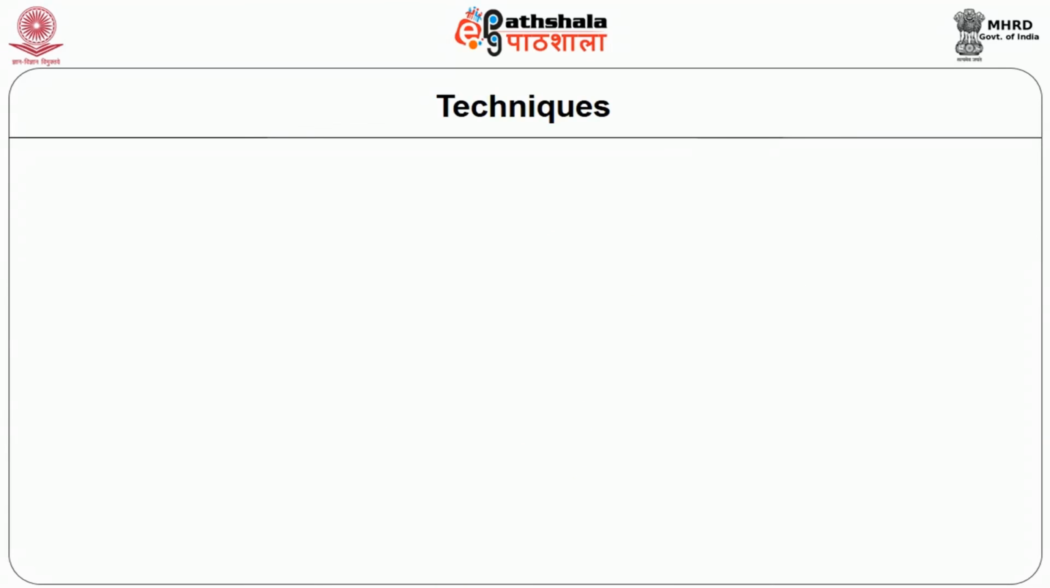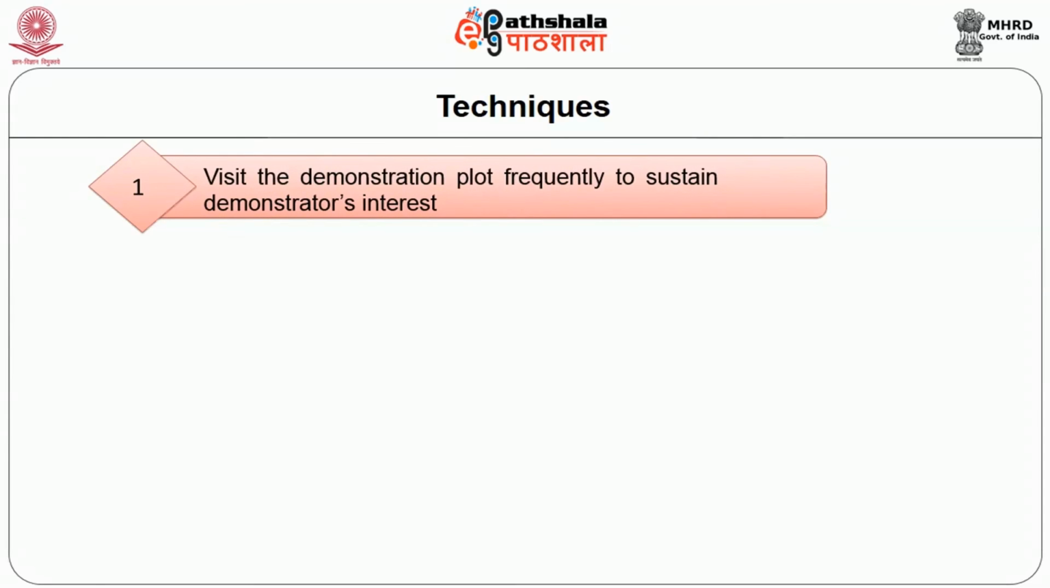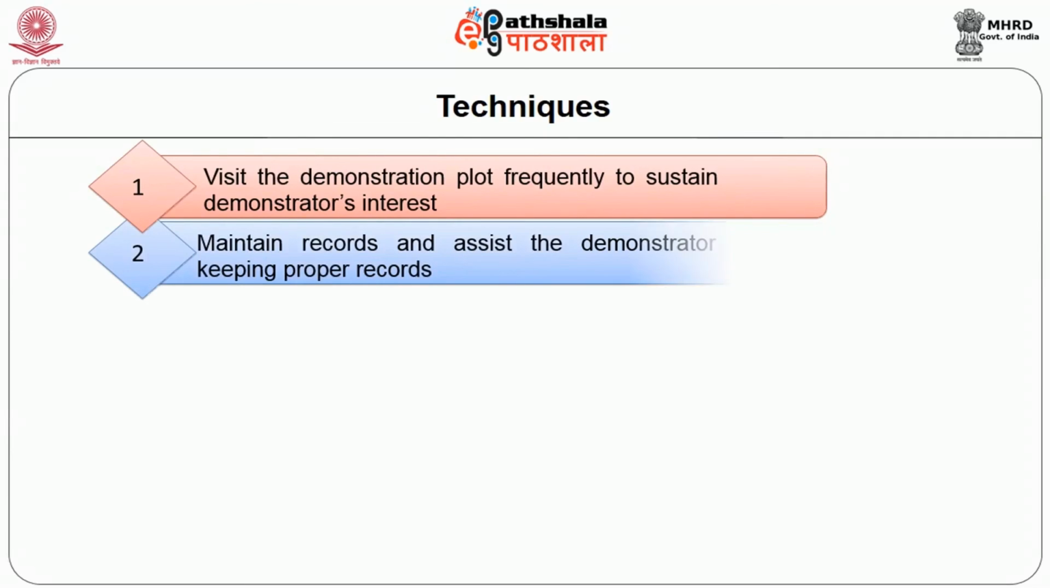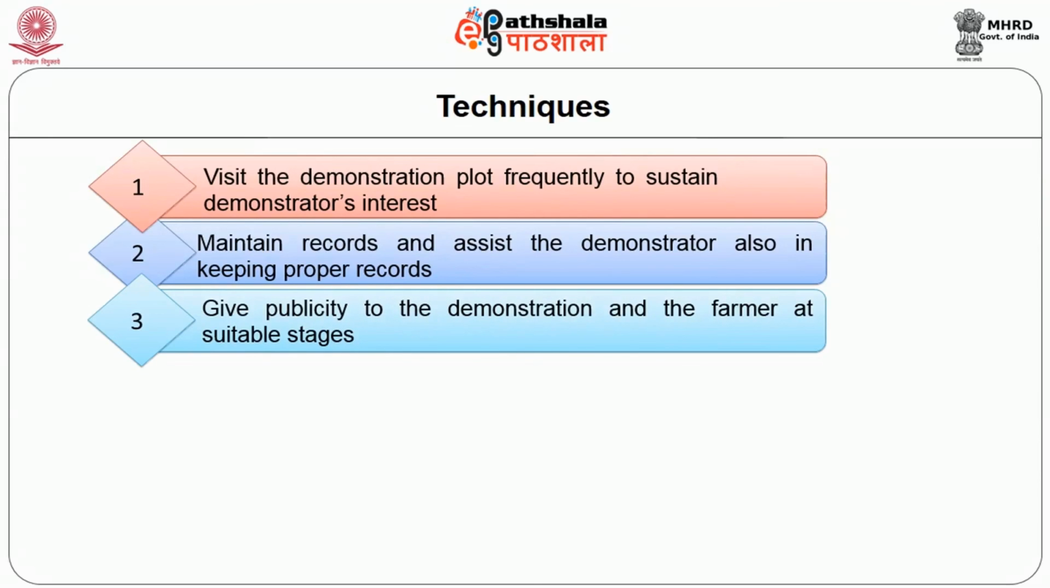Number 7 is to supervise the demonstration. Visit the demonstration plot frequently to sustain the demonstrator's interest. Then check on progress. See that the proceeding steps are performed only as already outlined. Maintain records and assist the demonstrator also in keeping proper records. Give publicity to the demonstration and the farmer at suitable stages.